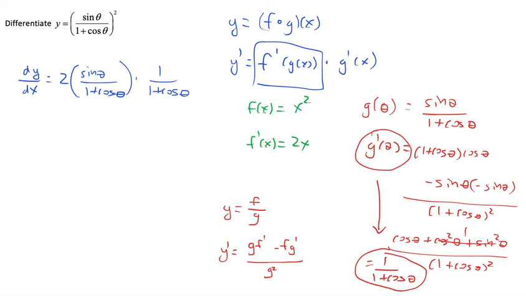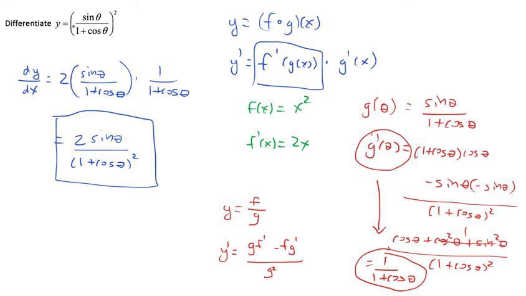And in this case, this actually simplifies quite easily. We get 2 sine of theta. What do we get in the denominator? We get 1 plus cosine theta squared. And this is going to be the first derivative.